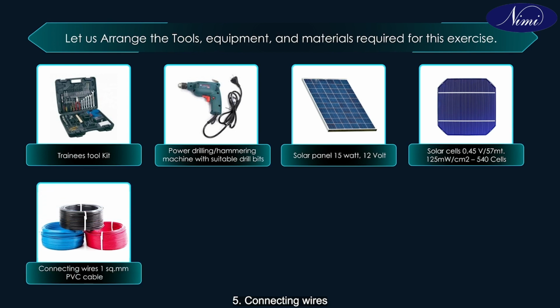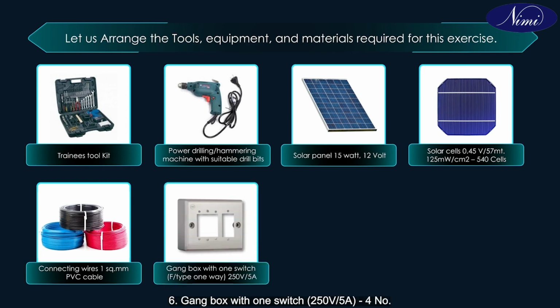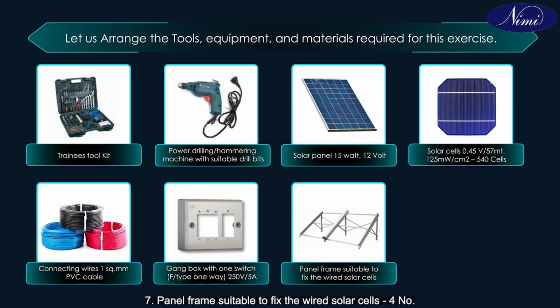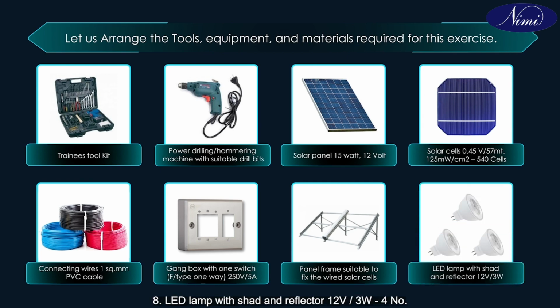5. Connecting wires, 1 square millimeter PVC cable as required. 6. Gang box with 1 switch, 250 volt by 5 amperes, 1 number. 7. Panel frame suitable to fix the wired solar cells, 4 numbers. 8. LED lamp with shaded reflector, 12 volt by 3 watt, 4 numbers.